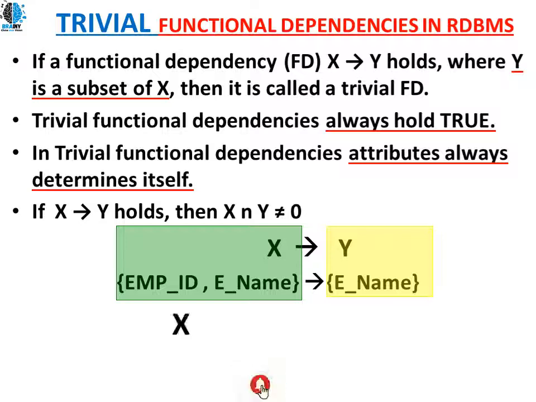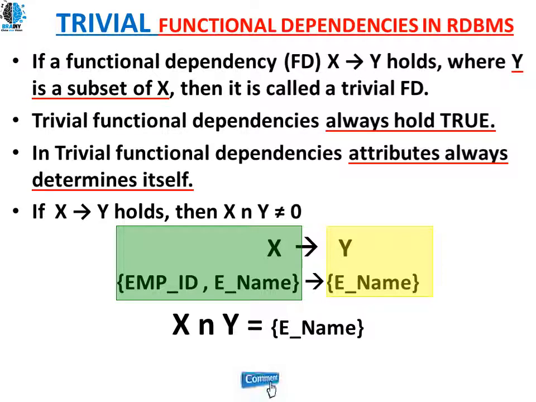If I take the intersection of these two, X intersection Y, what is the value I'm getting? E name is the one attribute which is common in X and Y. So in these two attributes, if I take an intersection, the common value I'm getting is E name. It means this type of dependency is a functional dependency of type trivial. So this is called trivial functional dependency.